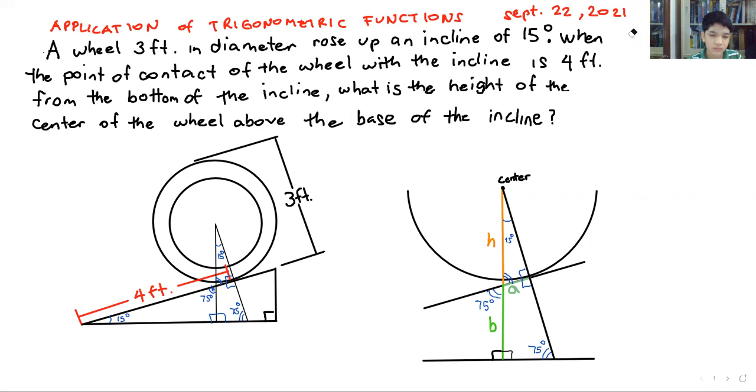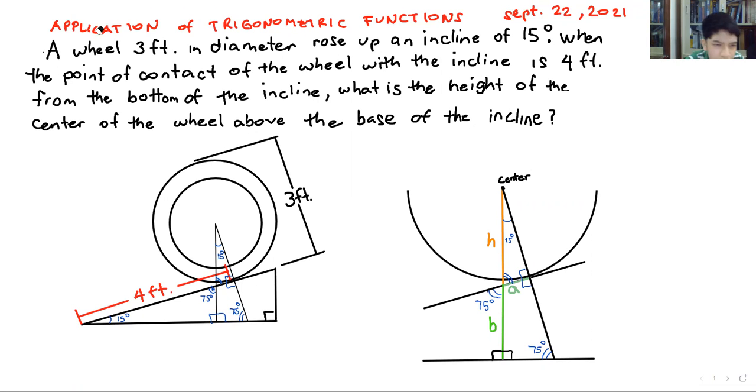A wheel 3 feet in diameter rose up an incline of 15 degrees. When the point of contact of the wheel with the incline is 4 feet from the bottom of the incline, what is the height of the center of the wheel above the base of the incline?